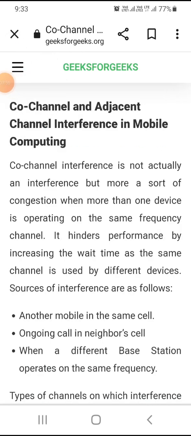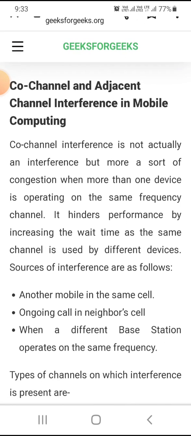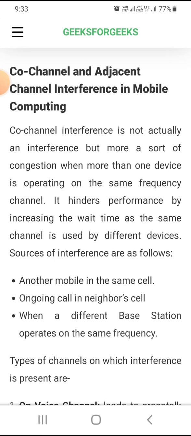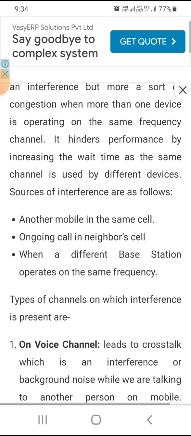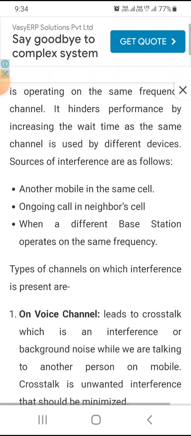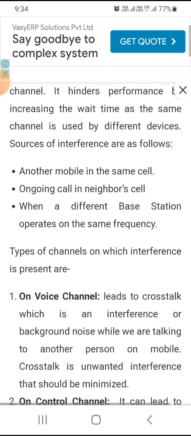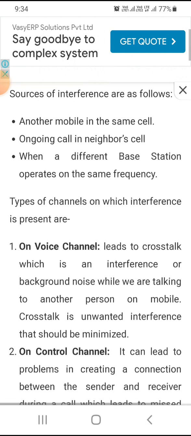Co-channel and adjacent channel interference in mobile computing. Co-channel interference is not actually an interference, but more a sort of conjunction when more than one device is operating on the same frequency channel. It hinders performance by increasing the wait time, as the same channel is used by different devices. Sources of interference include another mobile in the same cell, or an ongoing call in a neighbor cell where a different base station operates on the same frequency.